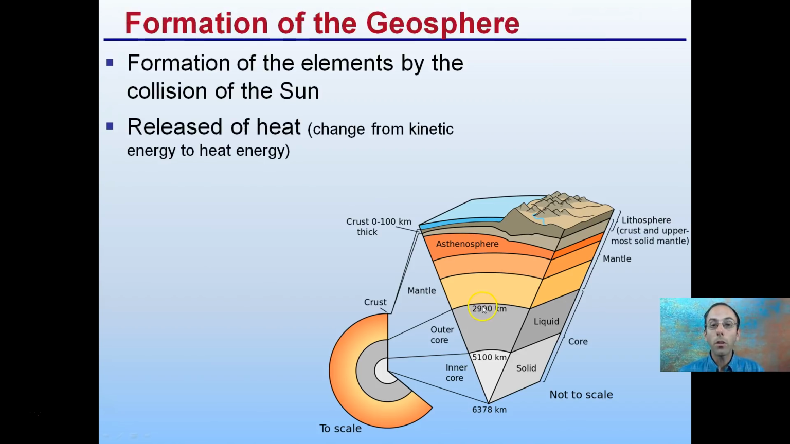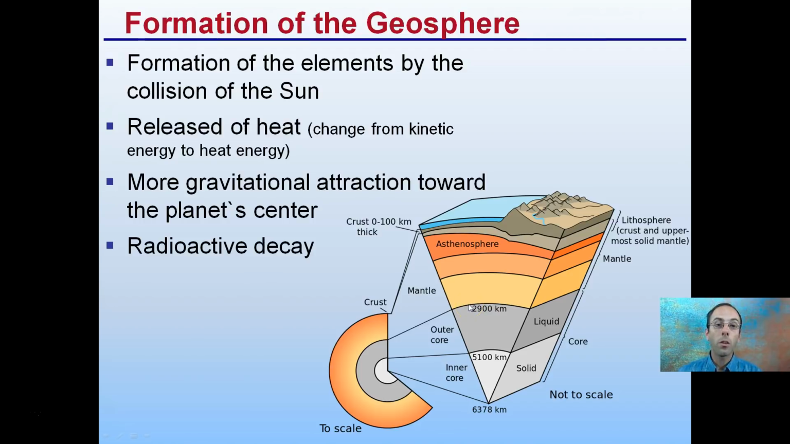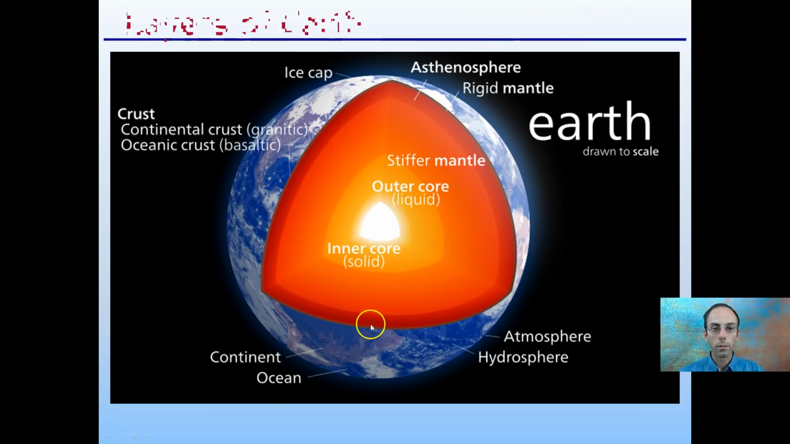Looking at the formation of the geosphere, these are the formation of elements by collision. The energy is released as heat, changed from kinetic energy to heat energy, with more gravitational attraction towards planet Earth's center. This can also lead to radioactive decay, and we see that here with the formation of our geosphere. It's a very, very large scale, and keep in mind this is not exactly to scale here.